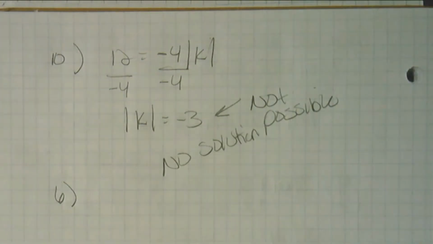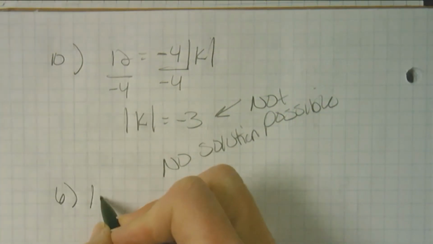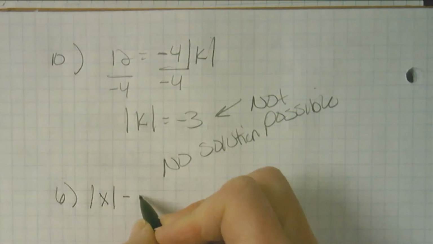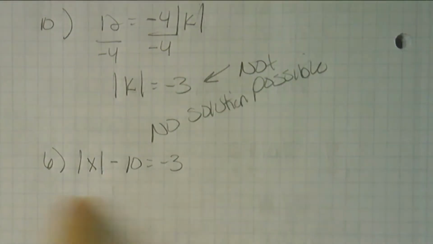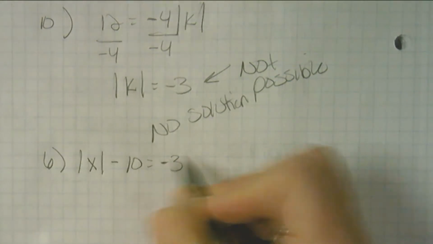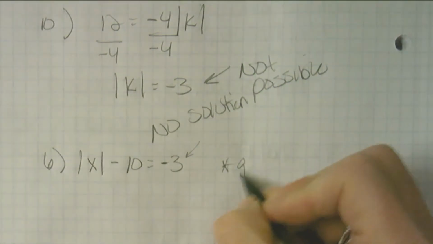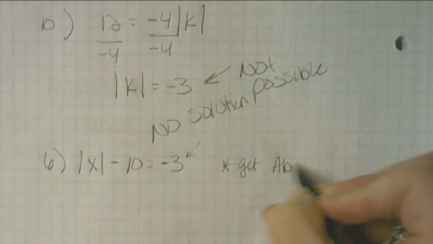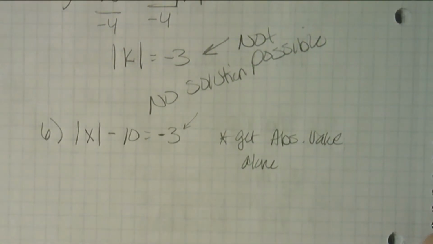Okay, so when I take a look at 6, 6 said I have the absolute value of x minus 10 is equal to negative 3. All right, I cannot assess here whether this is a no solution or I could find a solution. I know that this is a negative 3 here. But I have to get my absolute value alone to see if I have a no solution or I can actually solve it.